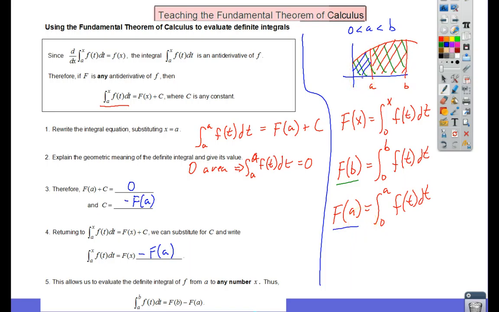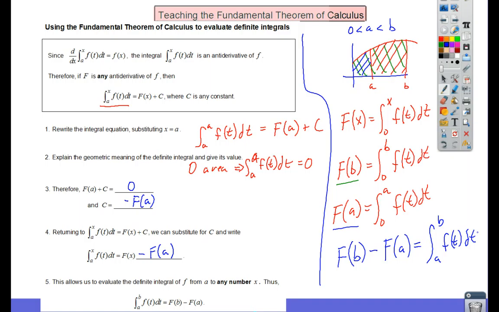And what do I want? I want just this red area right in here. So what can I do? I can take the green and subtract out the blue. In other words, my green, F of b, minus my blue, F of a, is going to be equal to the area underneath this curve, which is the integral from a to b of f of t dt. Either one of these will work for you.